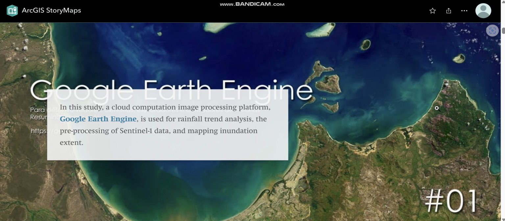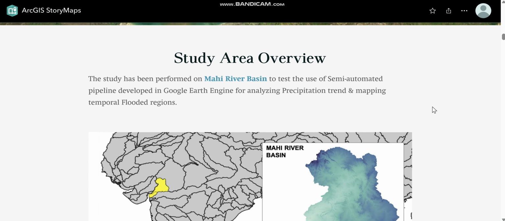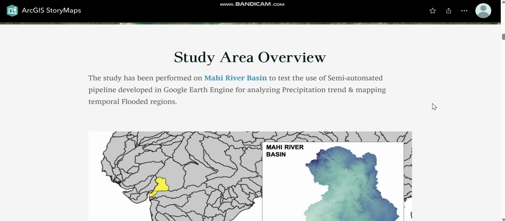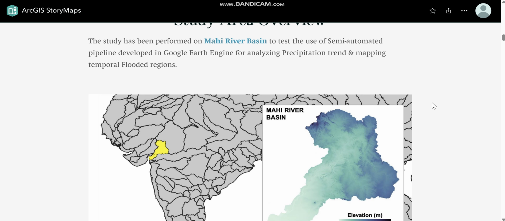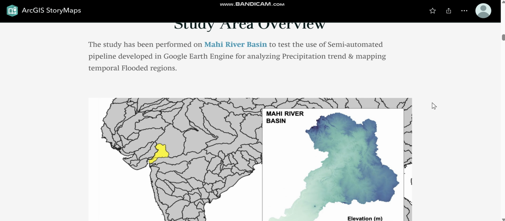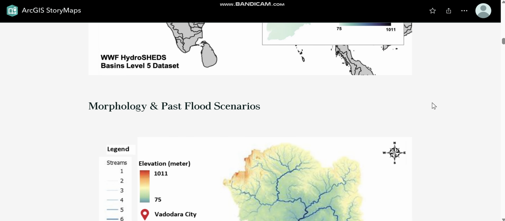So in this, Google Earth Engine and the ArcGIS story map have been beneficial for the study because it does a rapid flood assessment, which is lagging in most of the cities and the government bodies in today's scenario. So the study area is Mahi River Basin, and this is a semi-automated pipeline made in Google Earth Engine for analyzing the precipitation trend and mapping of the flooded regions.